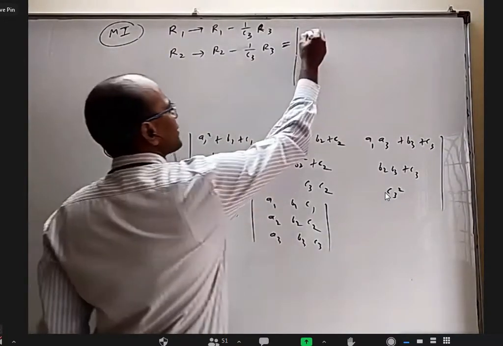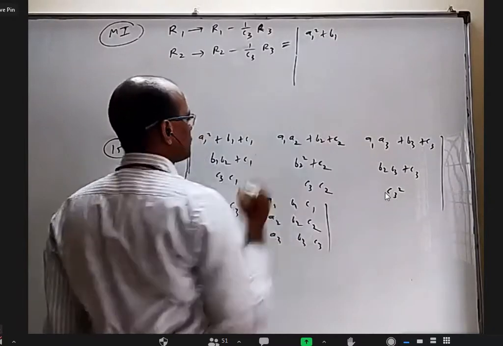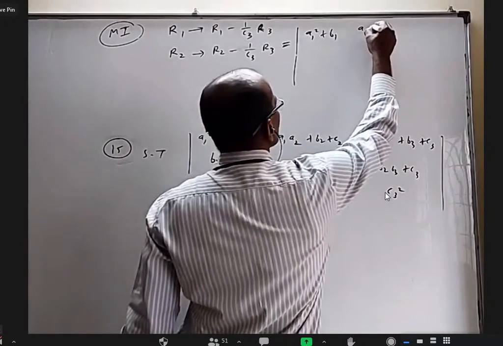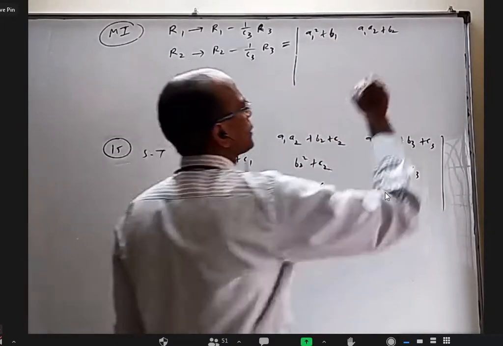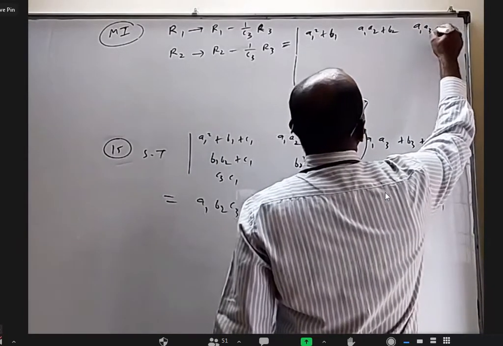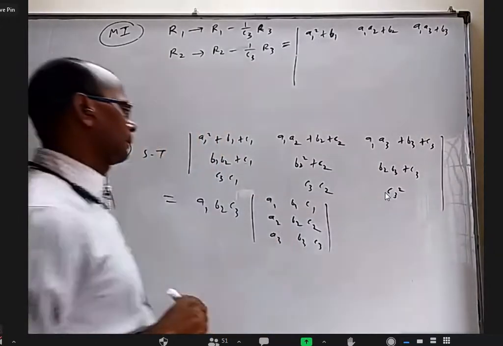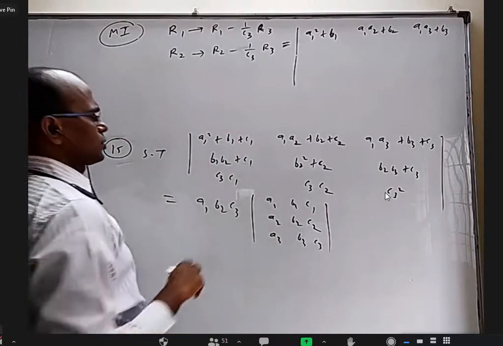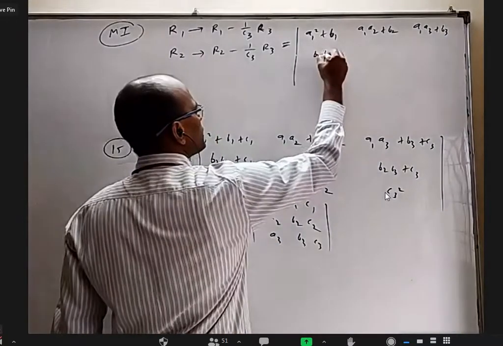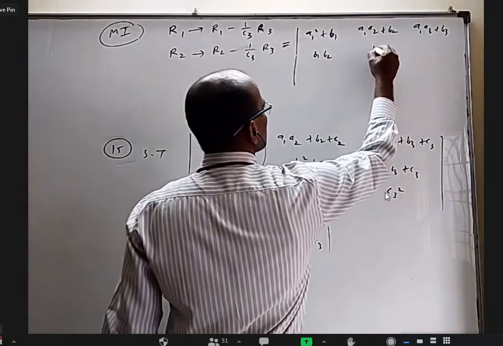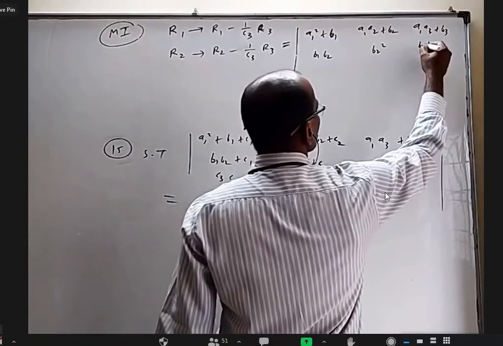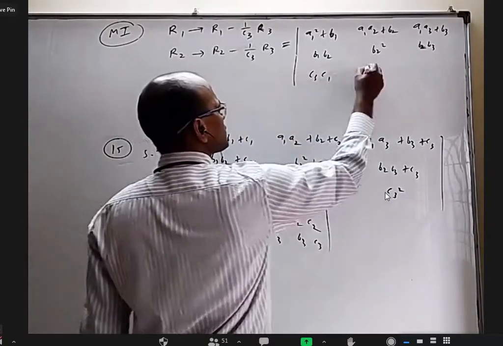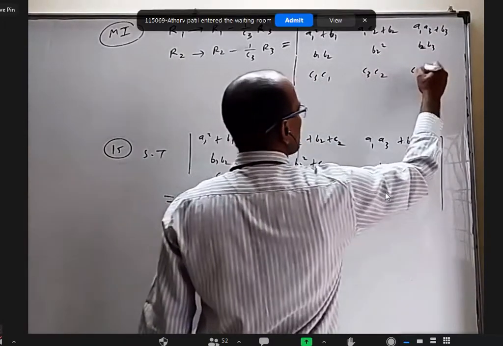So when I do this, I will get A1 square plus B1, A1, A2 plus B2, and A1, A3 plus B3. Next, here this is gone. So B1, B2, B2 square, B2, B3, and C3, C1, C3, C2, and C3 square.